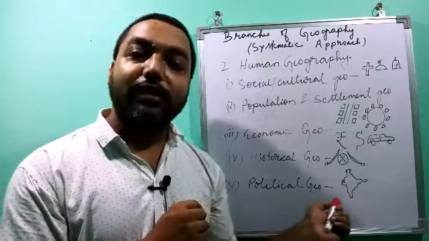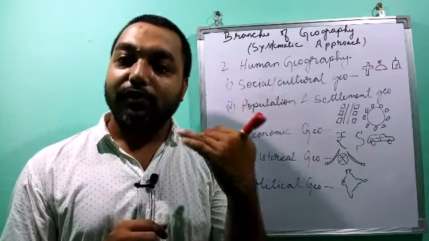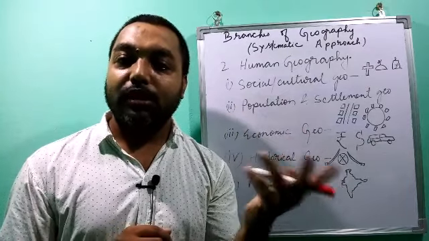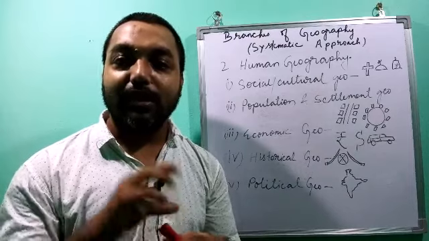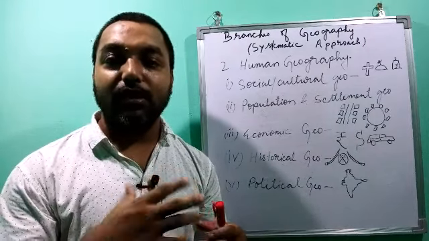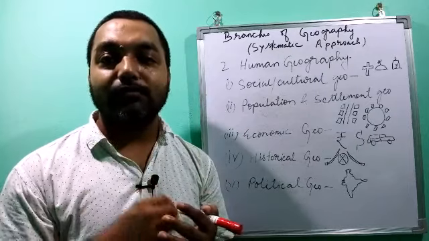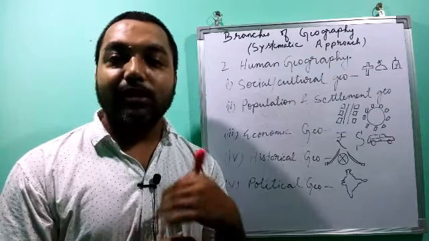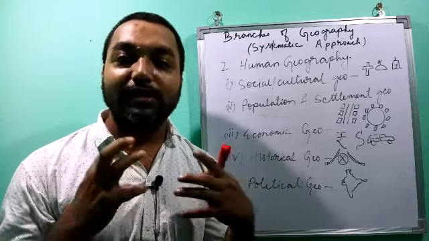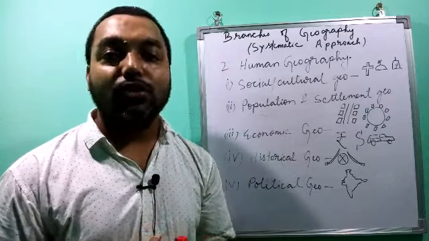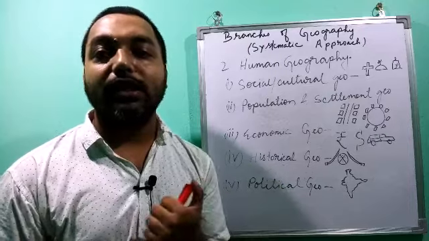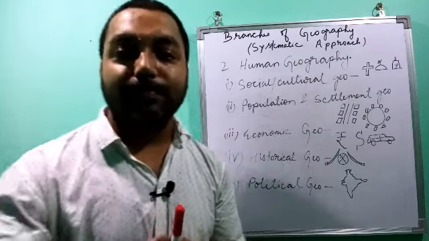Next, political geography. In political geography, firstly we demarcate the political boundary of places, it may be a state, it may be a country. Next, political influence on geographical phenomena and features. So how politics or political strategy influences the geographical aspects. These are the things we study in political geography.